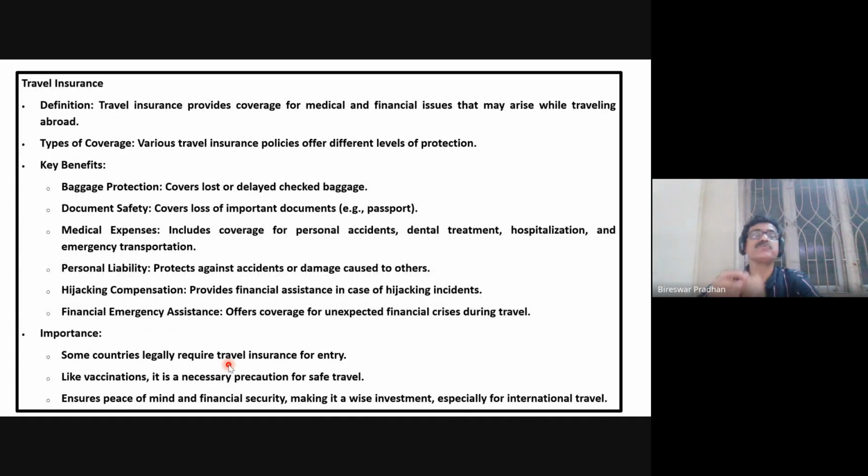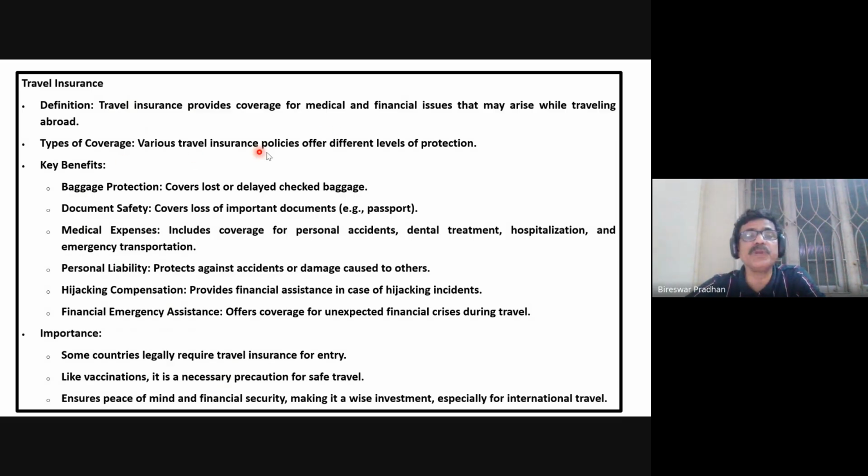Now we have travel insurance. Insurance is one of the important documents also. What is travel insurance? Travel insurance provides coverage for medical and financial issues that may arise while traveling abroad. For medical purposes, benefits are given, and it also covers life, so if any accident happens, they are compensated.